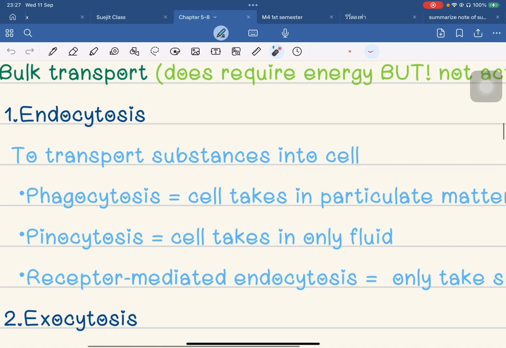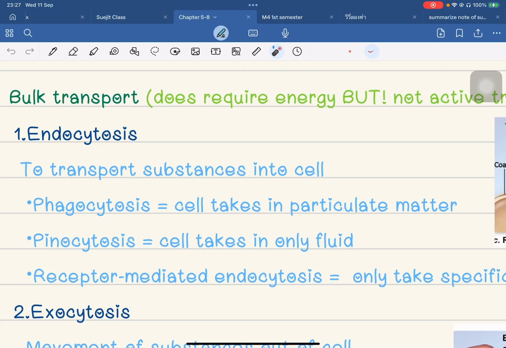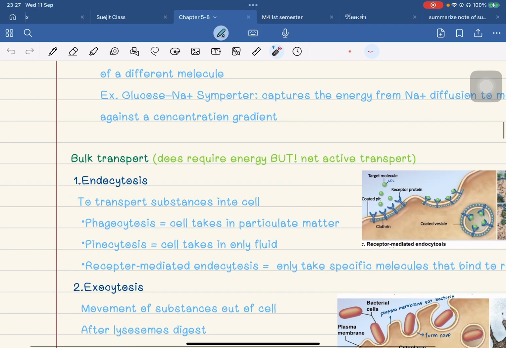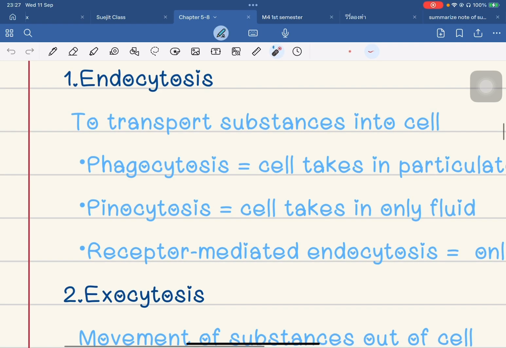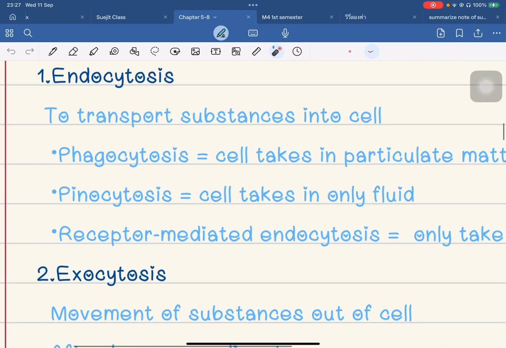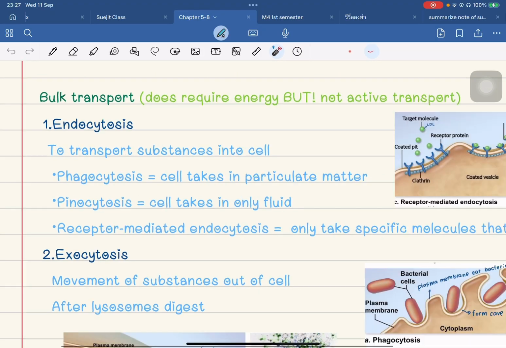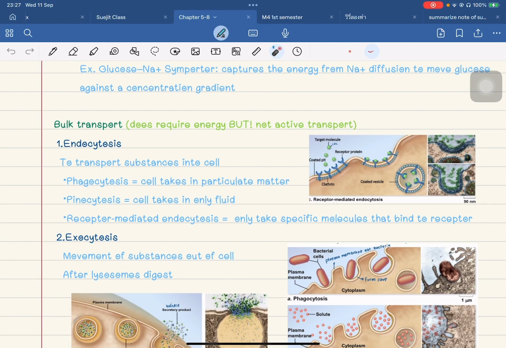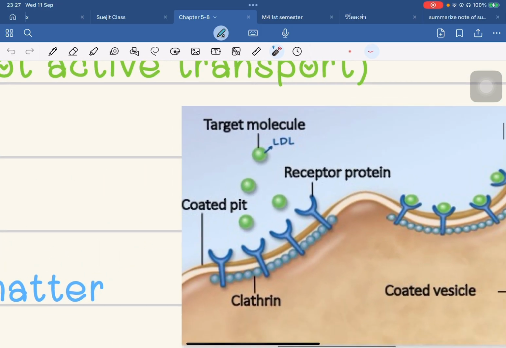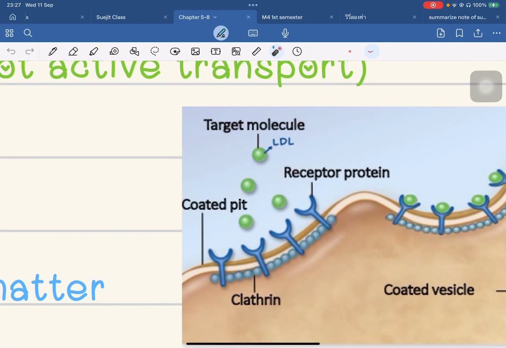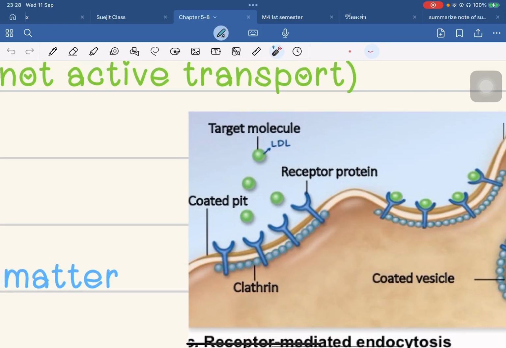The first one is phagocytosis, when the cells take particulate matter inside, mostly solid things. The second one is pinocytosis. This one is when the cells want to move fluid inside the cells. And the last one is receptor-mediated endocytosis. This one only takes specific molecules that bind to the receptors. So if the target molecules bind to the receptors, then the cell is going to accept those molecules.